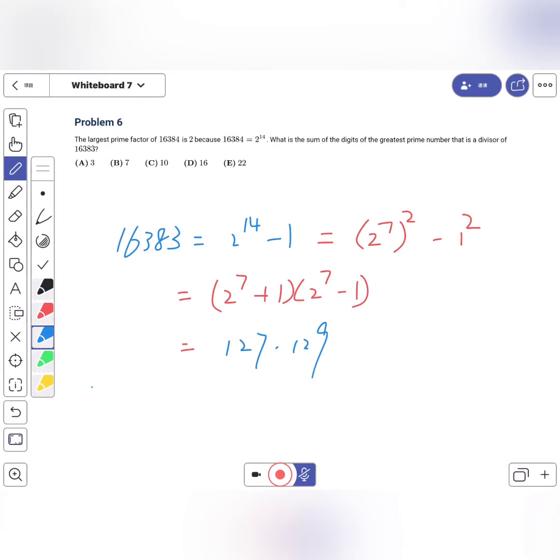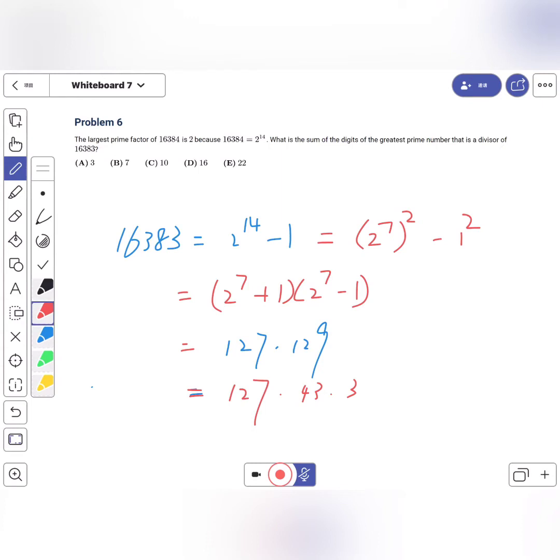There's no trap answer here, but 129 is not a prime number. So we can write it as 127 times 43 times 3. Well, is 127 prime? 127 should be prime because you can just test it up to the square root of 127. And then you can see that 127 is divisible by none of 2, 3, 5, 7, and 11.